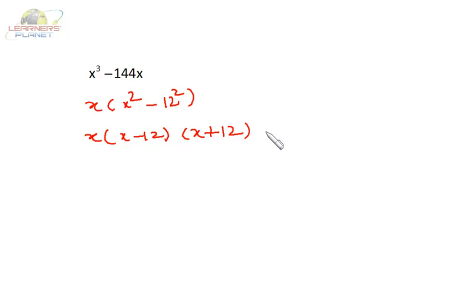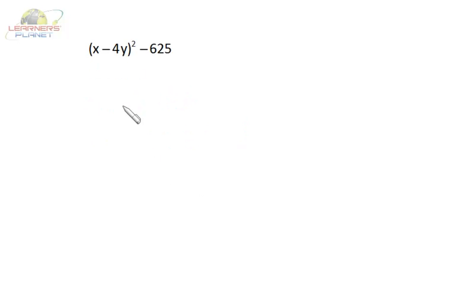Here take x as common, then it is x square minus 12 square. So it is x minus 12, x plus 12. Very simple. Again, very simple. If you wish to assume anything for x minus 4y, then you can. Otherwise, at this stage, it's not required after doing 15 to 20 problems.